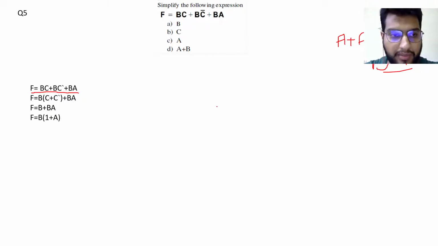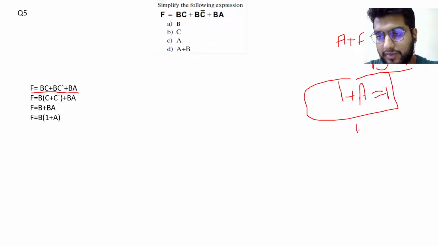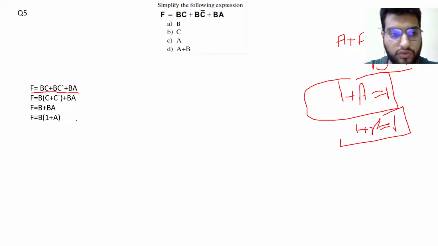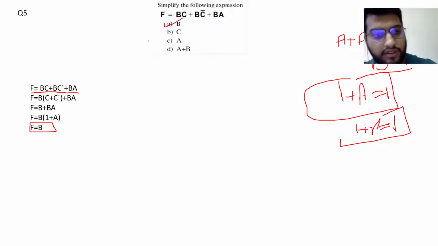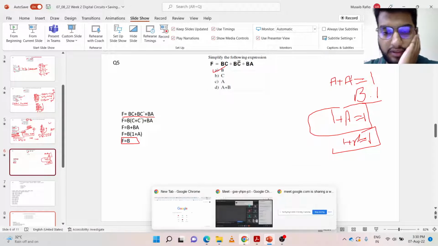Now I'll take B common, and I'll get 1 plus A. 1 plus A is always equal to 1. Basically 1 OR any variable, 1 OR x, is always equal to 1. So my final expression will be F equal to B. That is option A. It was a pretty straightforward question, but in case of any doubts, please type them in the chat box.